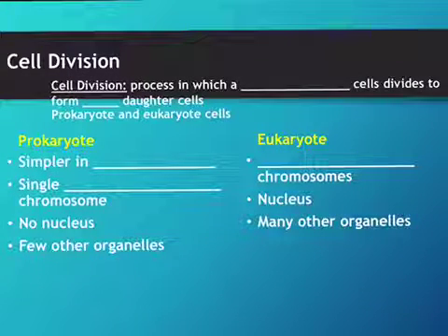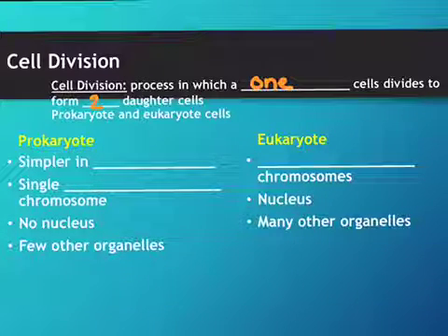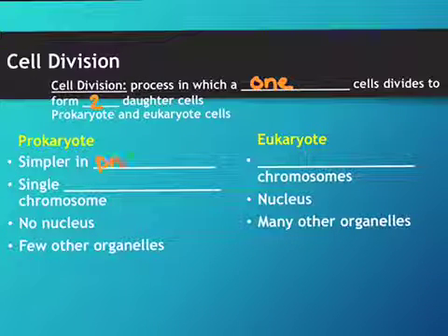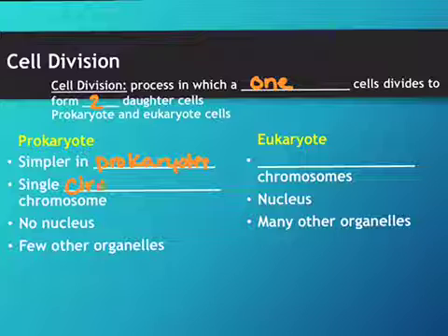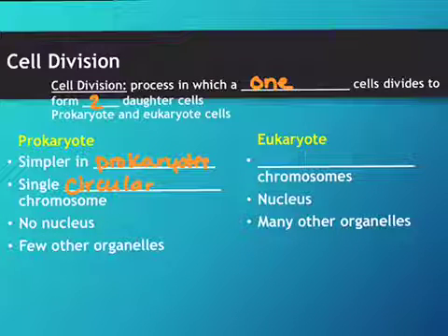So, cell division is the process in which one cell divides to form 2 daughter cells. And this happens in both prokaryote and eukaryote cells. However, there are some differences. It is much simpler in prokaryotes, because they have a single circular chromosome. It's also because they do not have a nucleus, and they have very few other organelles. There's just maybe a couple ribosomes in prokaryotes.